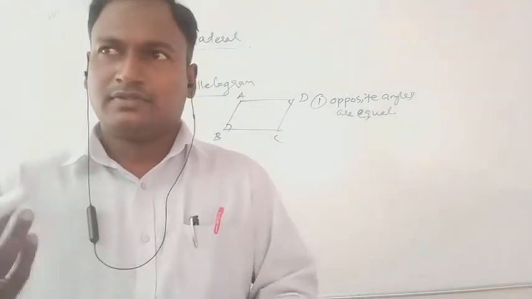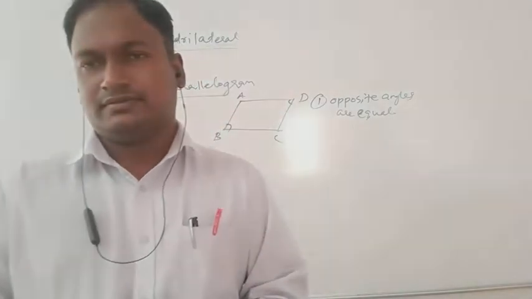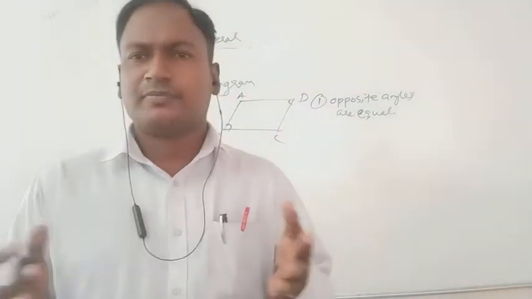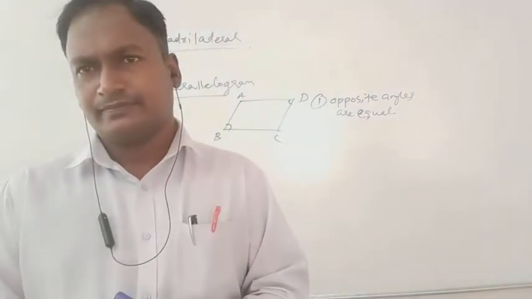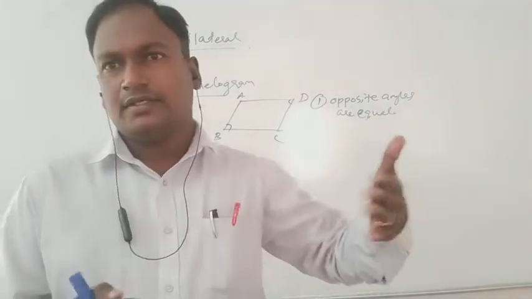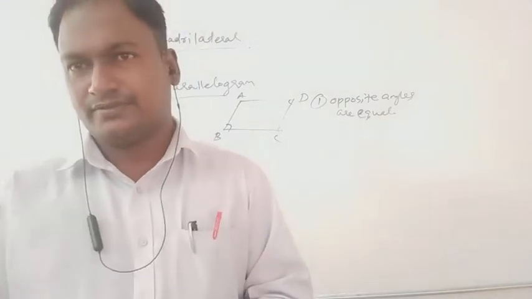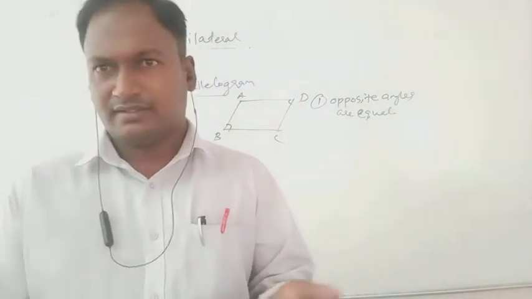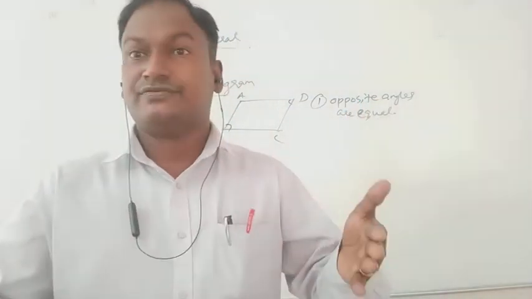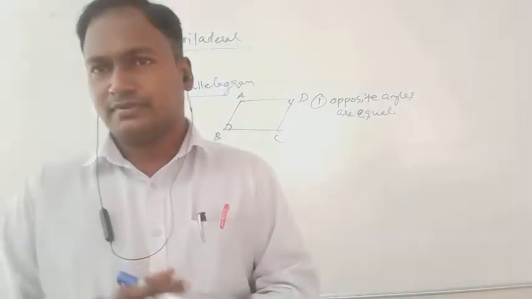And let me discuss one more, that is rectangle. A rectangle is also a quadrilateral. So what are the properties of a rectangle? If you compare the parallelogram and the rectangle, in a rectangle opposite sides are equal, opposite angles are equal, and the diagonals bisect each other, and we can see 90 degrees in a rectangle. So those are the properties of a rectangle.